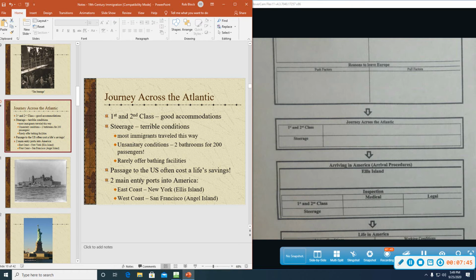2 main entry ports in America. Go ahead and, by Ellis Island, write New York, Ellis Island, but underneath, go ahead and write, which often gets overlooked, Angel Island, and that's the west coast in San Francisco. So Europeans are coming in to New York because that's the port they would be coming in on the east coast. Asians would be coming in on the west coast, at Angel Island. So Chinese, Japanese, they come in on the west coast. That's Angel Island. Okay, so put that information in this box here.